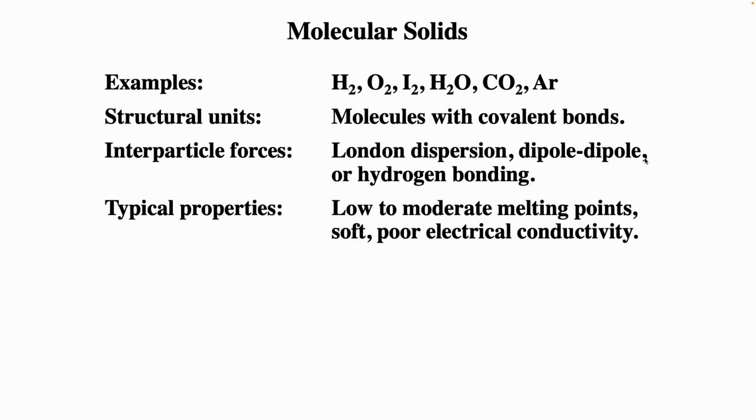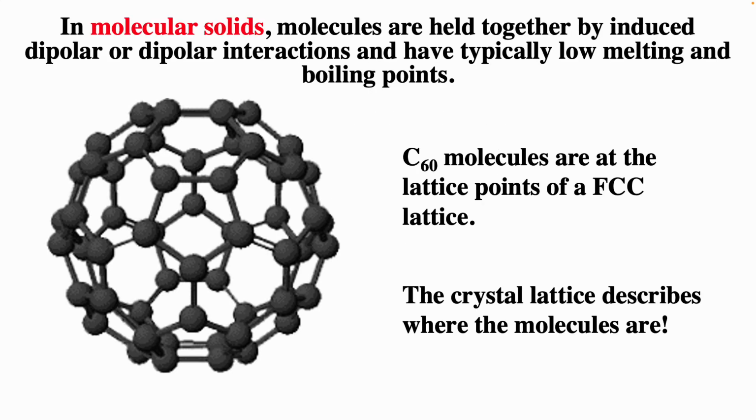And then finally, molecular solids. The molecules will just be held together by London dispersion, dipole-dipole, or hydrogen bonding. And so because of this, molecular solids tend to have the lowest melting points, poor electrical conductivity. And so C60, discovered about 40 years ago, it's a molecule composed of 60 carbon atoms. Now remember, on those unit cell pictures we had the little dots, and so in this case the C60 would correspond to one of the little dots. The little dots can be an atom, an ion, or a molecule.